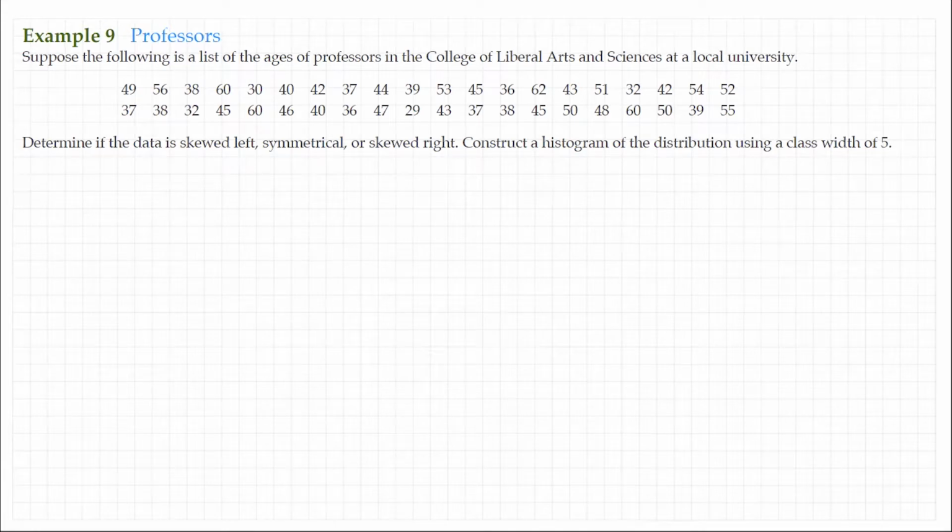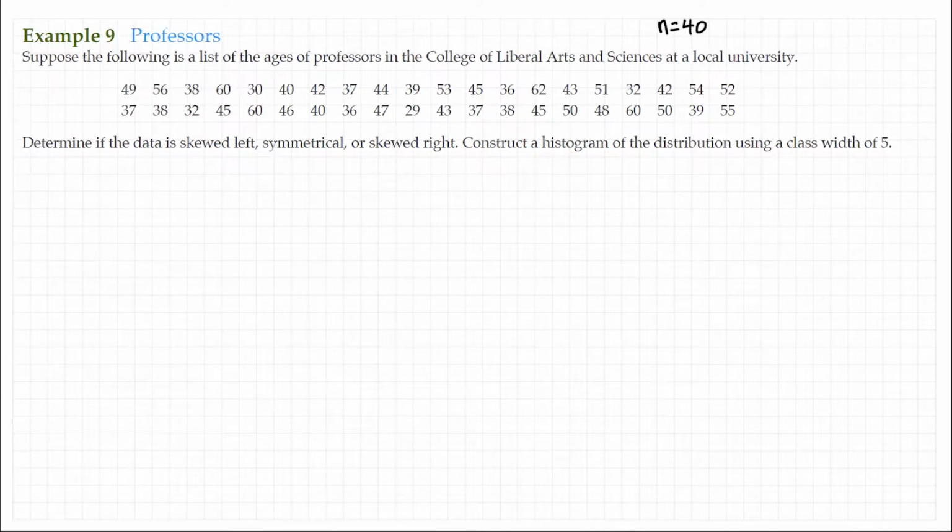So in this example, we have these professors' ages, and it states, suppose the following is a list of the ages of professors in the College of Liberal Arts and Sciences at a local university. And we have a list of ages here. Now there are 40 ages listed here, if you count them all up. So we're going to say that n is equal to 40.